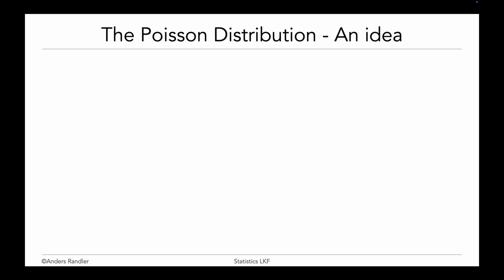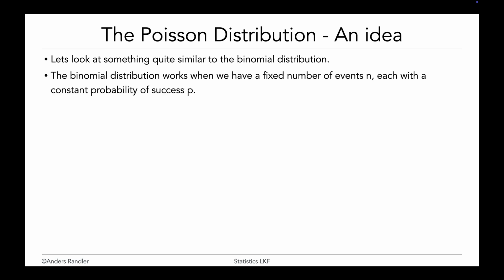I don't know if you heard about the Poisson distribution. Just follow me for a while and I'll try to explain what this is about. Let's look at something quite similar to the binomial distribution. So you know that the binomial distribution works when we have a fixed number of events, like flipping a coin 10 times or 100 times or whatever. And we know that we have a constant probability of success for each and every instance.